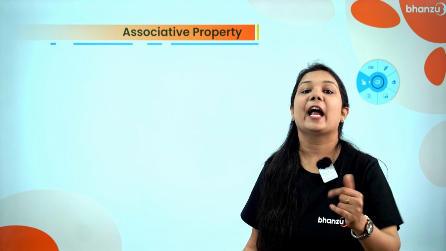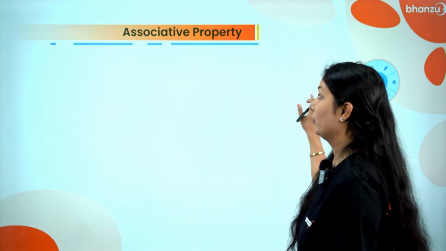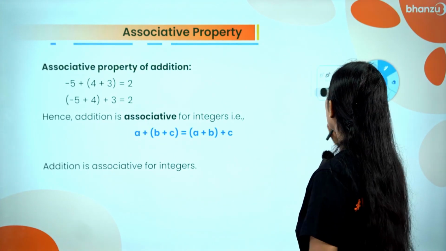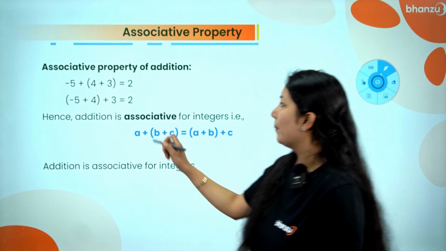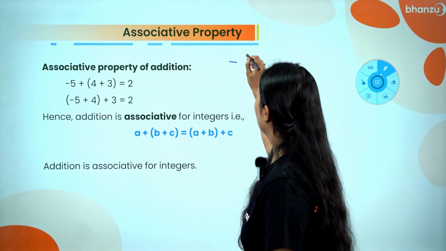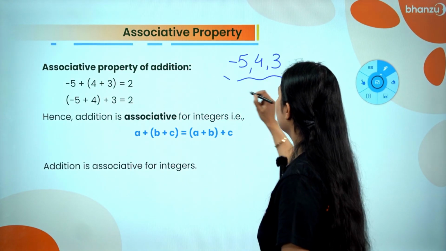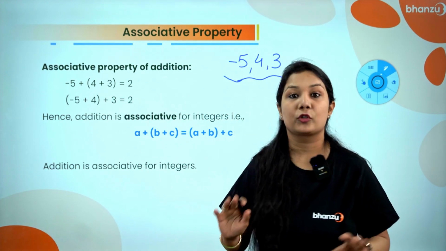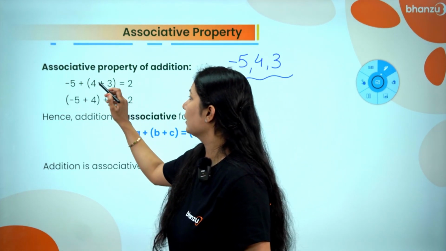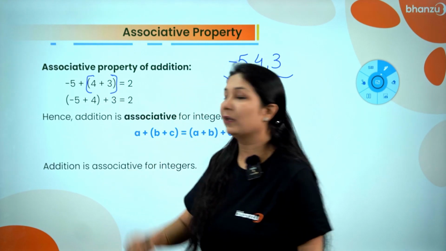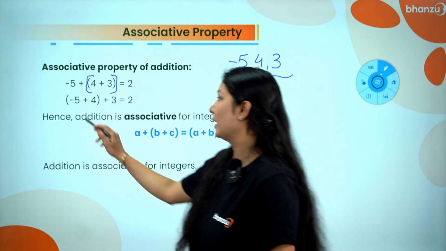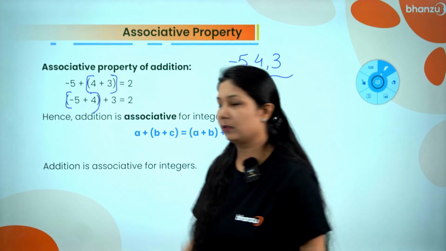So let's check under the operation of addition first, right? So here you can see we have minus 5, plus 4 and plus 3, the numbers which we have taken to check for the associative property, right? So first we have grouped 4 and 3 and the second time we have grouped minus 5 and 4.